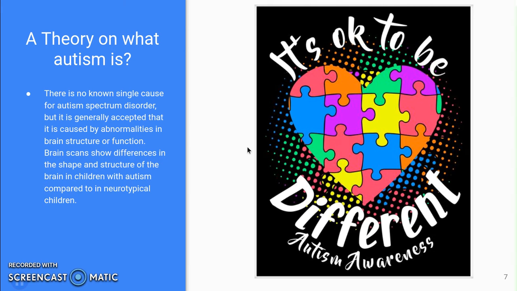Now, a lot of people have their own theory on what autism is. I'm still learning about it. It's a really mysterious thing to learn. It's not a single disorder, but it is caused by abnormalities and chemical imbalance in the brain, which I still think is pretty interesting.